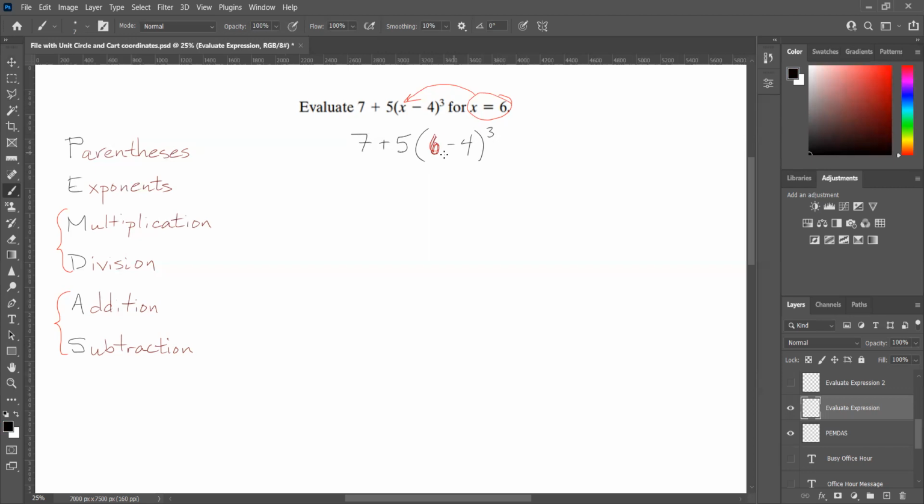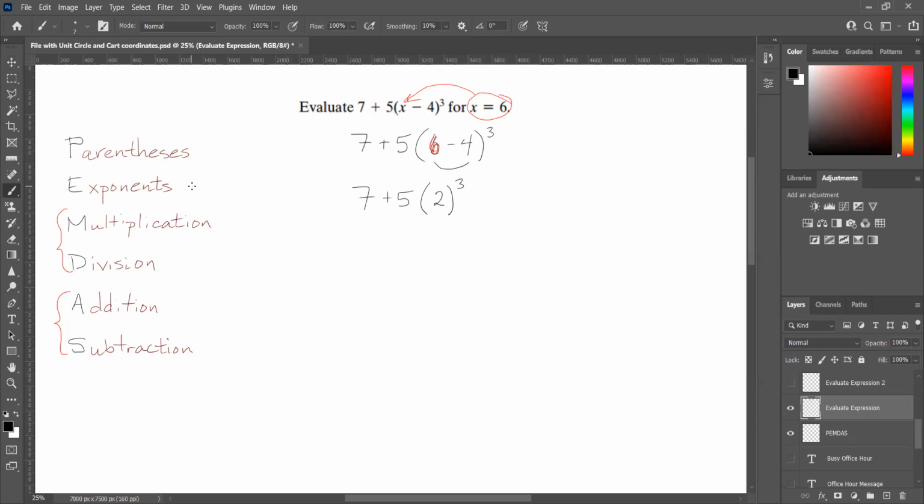Okay, so now we'll start with our parentheses. Parentheses say I need to work what's inside the parentheses first. And so the first thing I will do is subtract 4 from 6. 6 minus 4 is 2. Now notice I left the parentheses here, but that's because whenever we have a number written right in front of the parentheses, like this 5 is, right in front of the parentheses, then that means multiplication. And I left the parentheses around the 2 so that I could remember that I needed to multiply that.